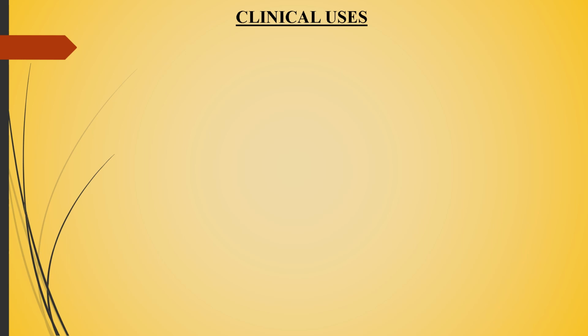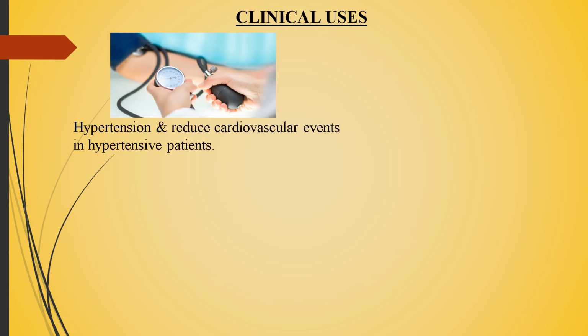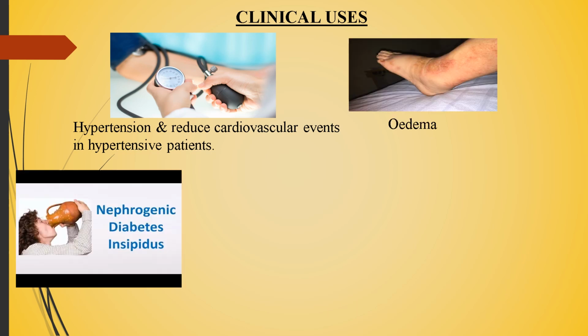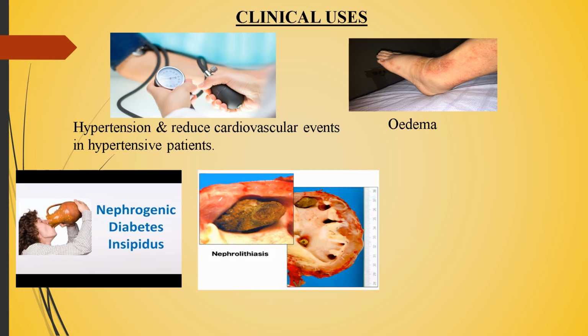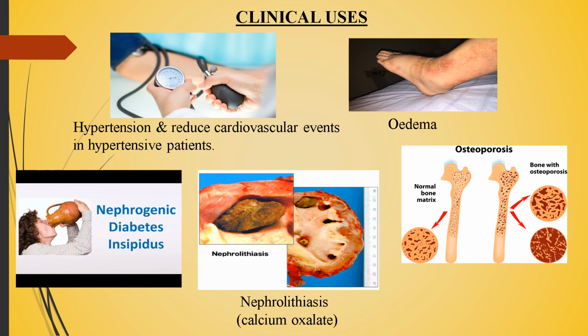Clinical uses of thiazide diuretics: used in hypertension and to reduce cardiovascular events like congestive heart failure in hypertensive patients, in mild to moderate edemas, and in nephrogenic diabetes insipidus, but the mechanism by which it produces the paradoxical antidiuretic effect is still unclear. They reduce the risk of calcium oxalate stones because they enhance the reabsorption of calcium, and also reduce calcium phosphorus supersaturation for the same reason. They are used in osteoporosis. These thiazide diuretics are associated with higher bone mineral density and reduce the risk of fractures.